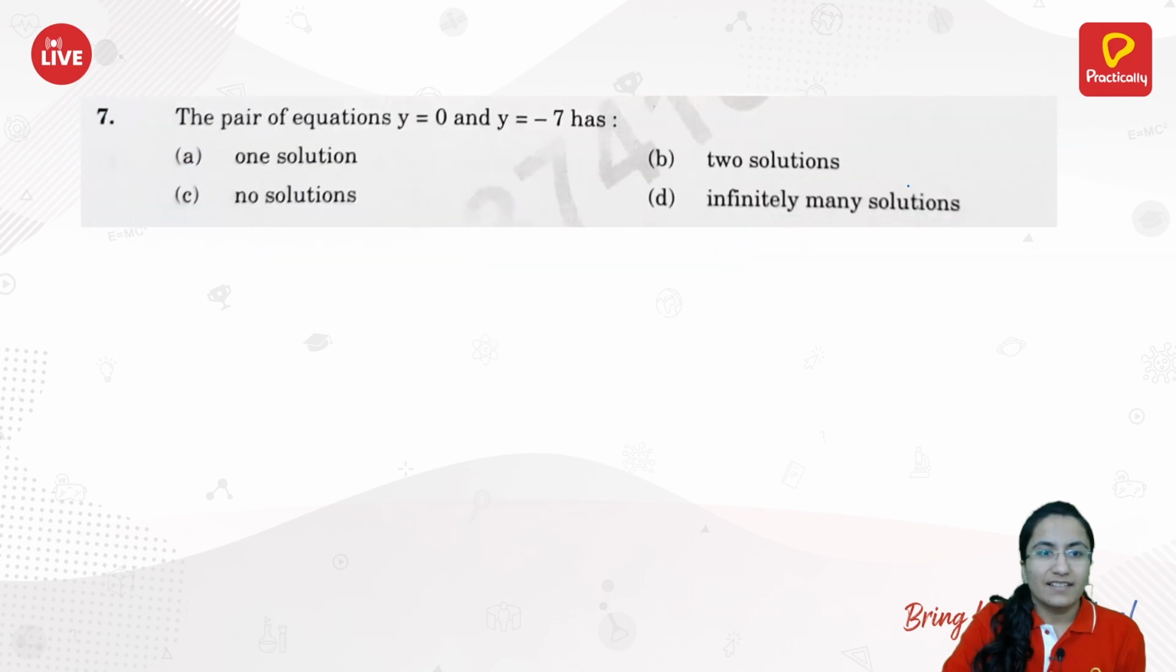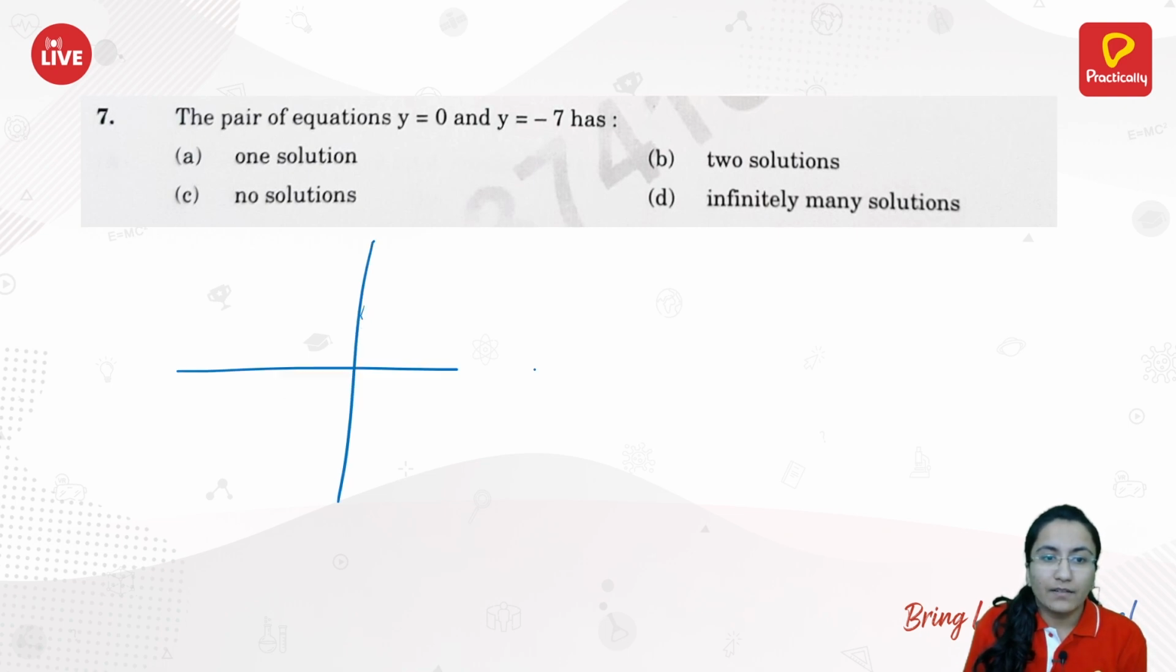So you have C as the correct answer. Next question is: the pair of equations y equal to 0 and y equal to minus 7 has one solution, two solutions, no solutions, or infinitely many solutions. You can do this easily by graphing it.